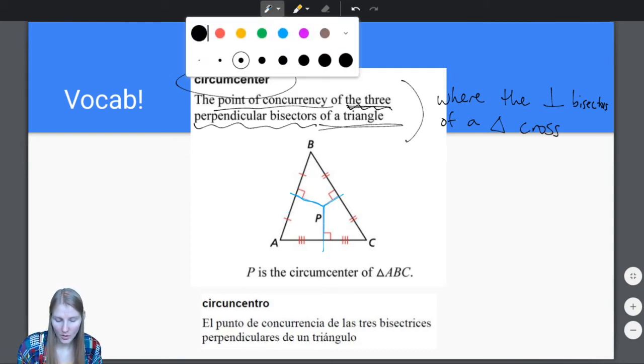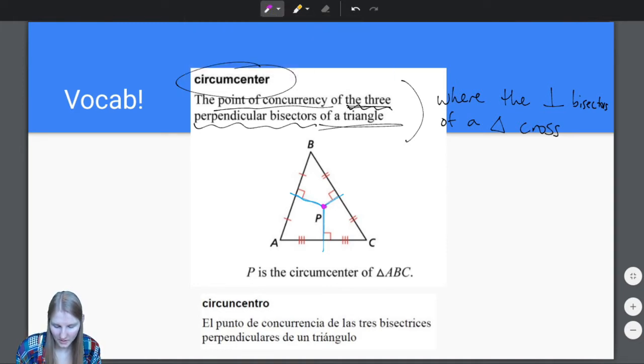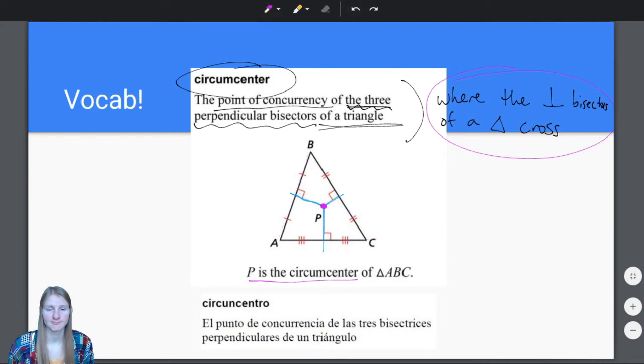So, point P, let me get a different color. Point P is the circumcenter. It's where all of the perpendicular bisectors cross. So, where all the perpendicular bisectors cross in a triangle. You take the triangle's sides, you make the perpendicular bisectors, and wherever they cross is the circumcenter.